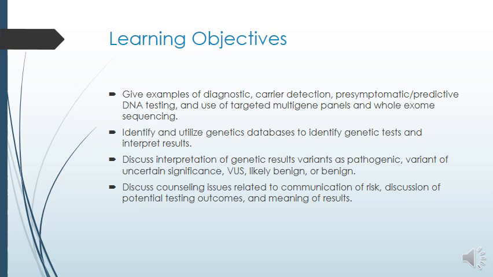To discuss interpretation of genetic result variants as pathogenic, variant of uncertain significance, VUS, likely benign or benign, and to discuss counseling issues related to communication of risk, discussion of potential testing outcomes, and meaning of results.